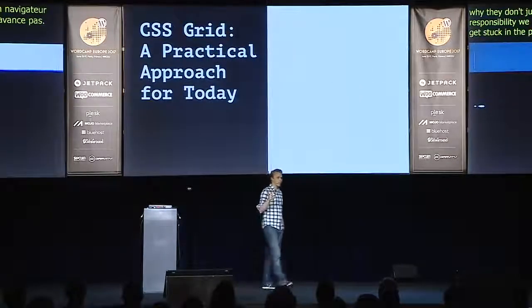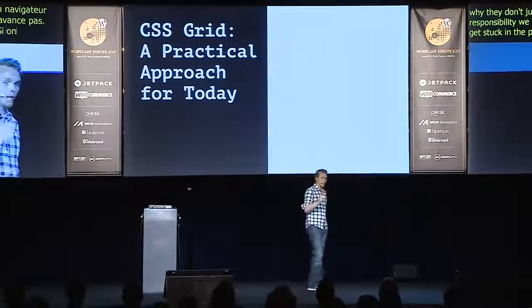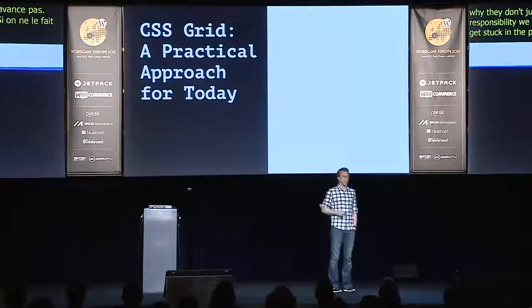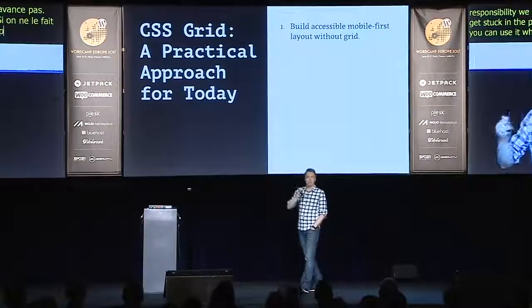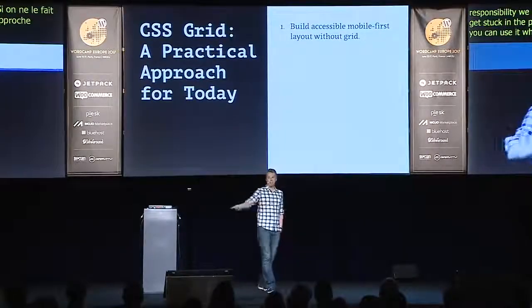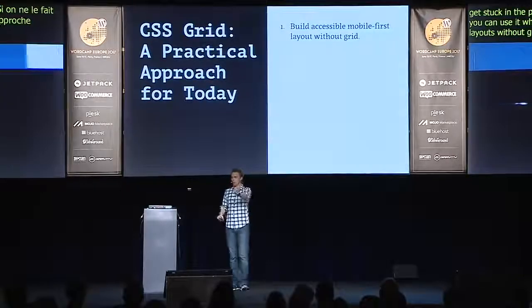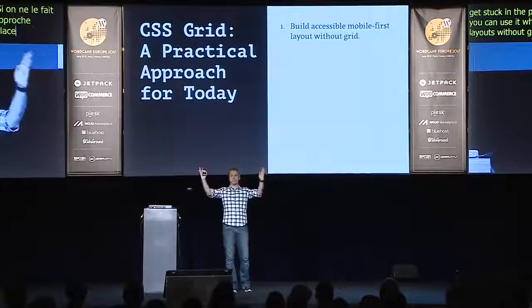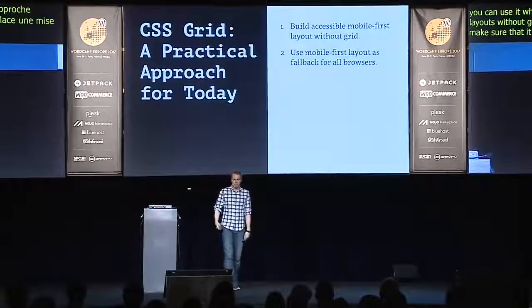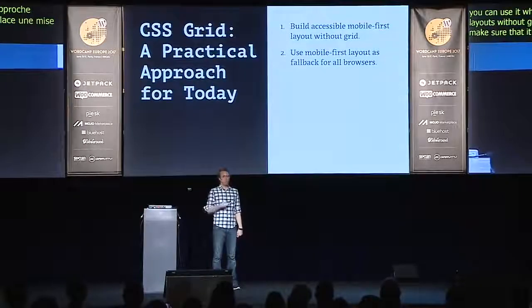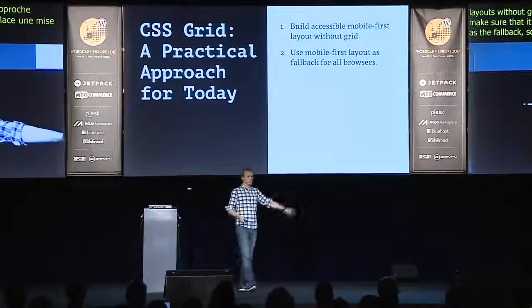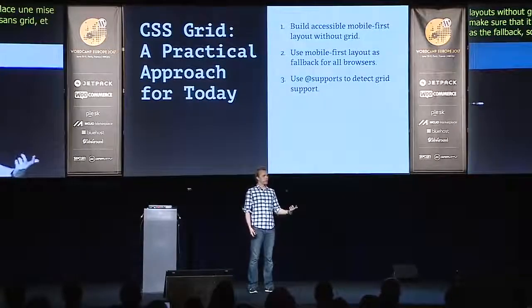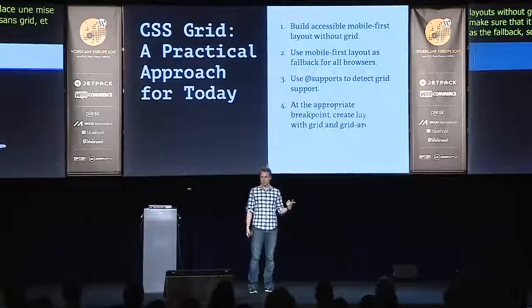So, a practical approach to CSS Grid right now, so you can use it when you walk out of this room. First, build accessible mobile-first layouts without grid. That is your baseline. So make it work on your mobile phone. Make sure that it still works when it's on a wide screen. Then, use that mobile-first layout as the fallback. So if everything goes to hell, mobile-first works. Then use @supports to detect grid support.